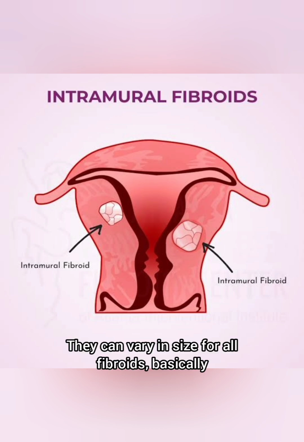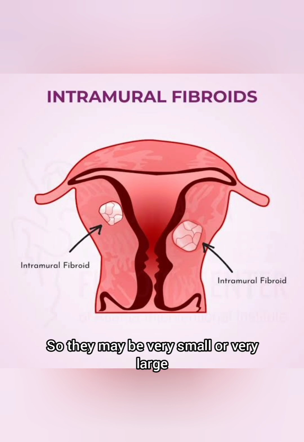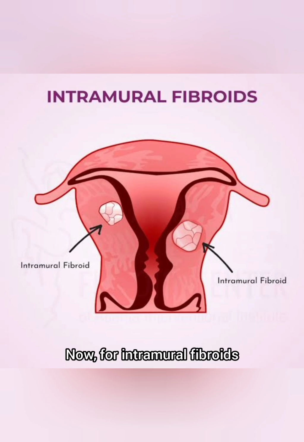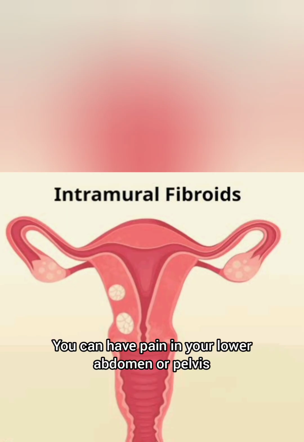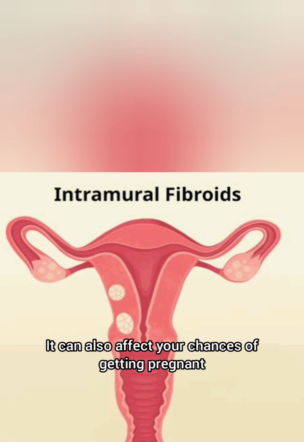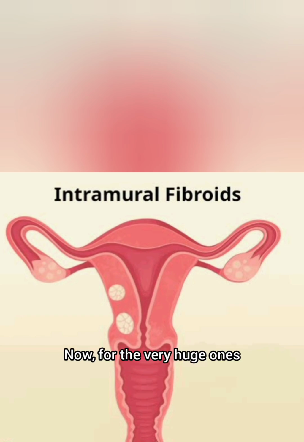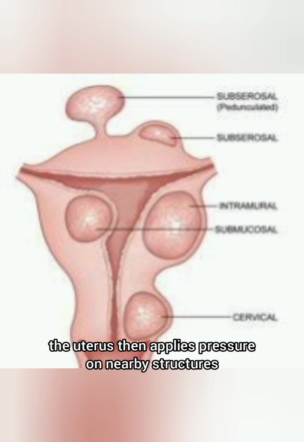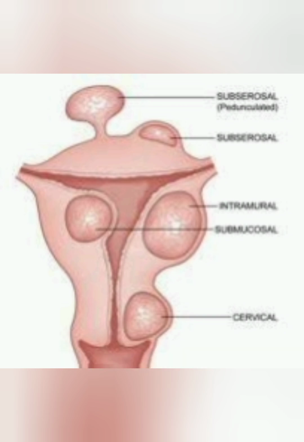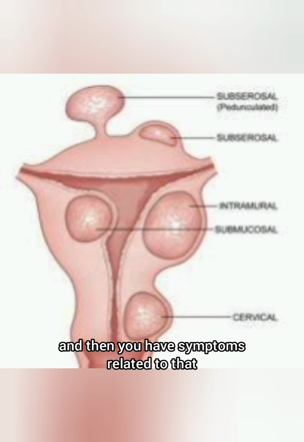They can vary in size, for all fibroids basically, so they may be very small or very large. Now for intramural fibroids, what symptoms can they cause? They can cause your period to be heavier than normal. You can have pain in your lower abdomen or pelvis. It can also affect your chances of getting pregnant. Now, for the very huge ones that make the uterus very big, the uterus then applies pressure on nearby structures, and then you have symptoms related to that.